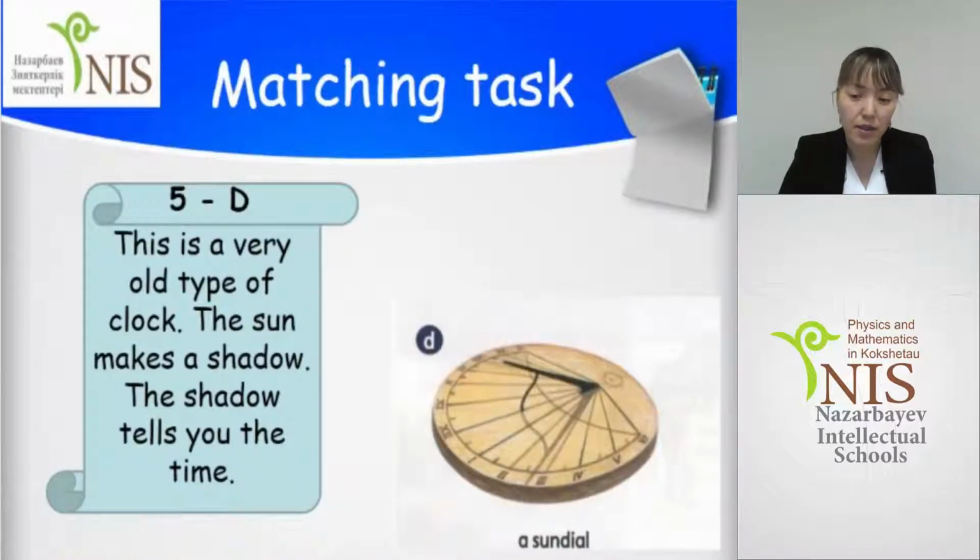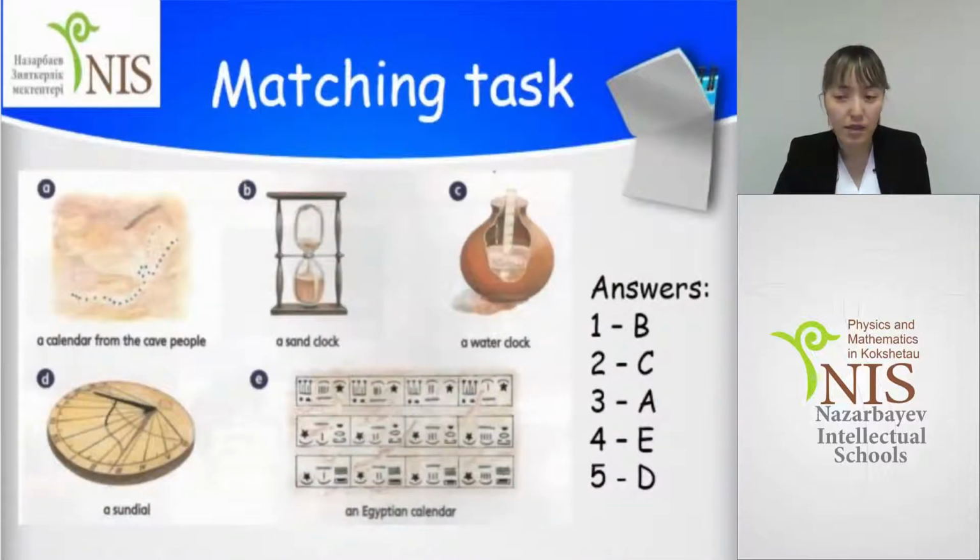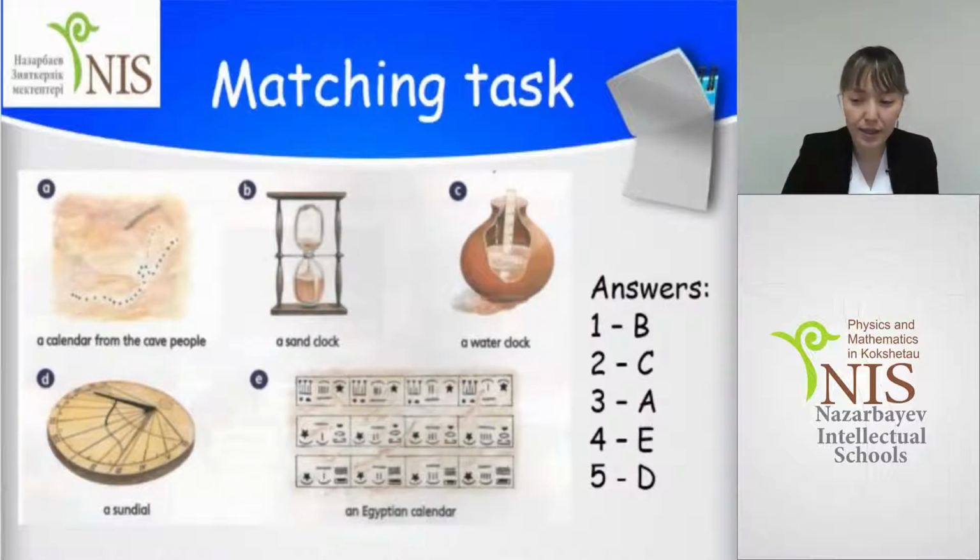The fifth one is a sundial. This is a very old type of clock. The sun makes a shadow. The shadow tells you the time. So 1 is B, 2 is C, 3 is A, 4 is E, 5 is D.